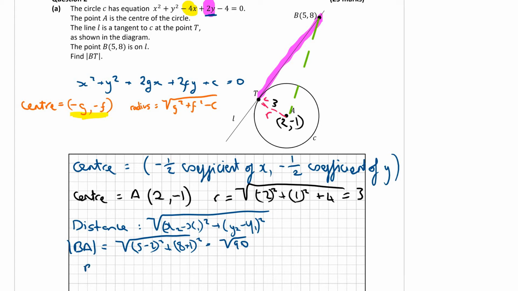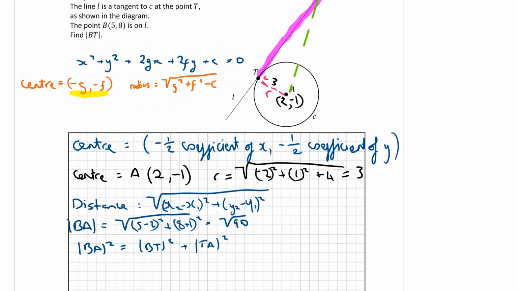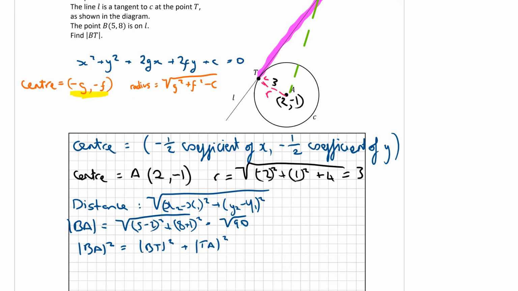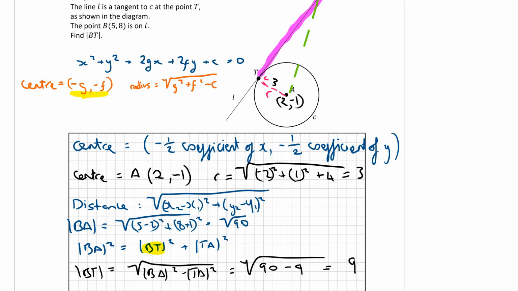We know that in Pythagoras, BA squared, which is the hypotenuse, is equal to the sum of the other two squares. So BT squared plus TA squared, which is just the radius. I'm looking for BT, so I just rearrange. So BT equals the square root of BA squared minus TA squared. So that is going to be root 90, squared is just 90, minus TA, which is the radius, which is 3 squared, which is minus 9. So that's going to be root 81, which is 9.